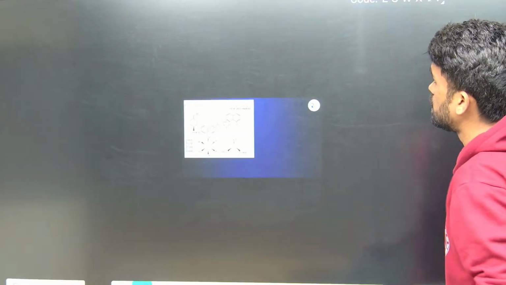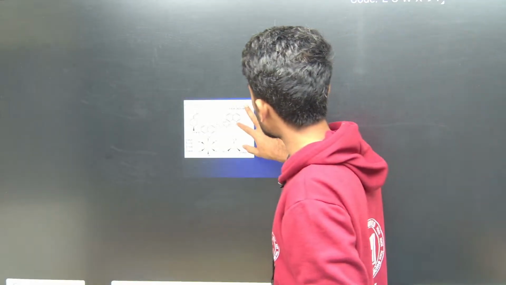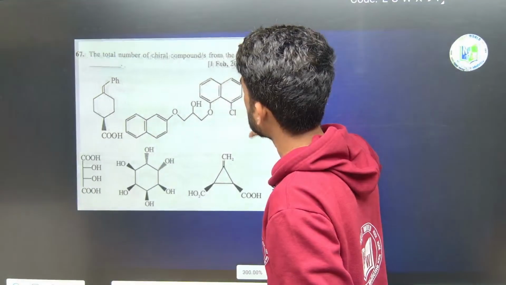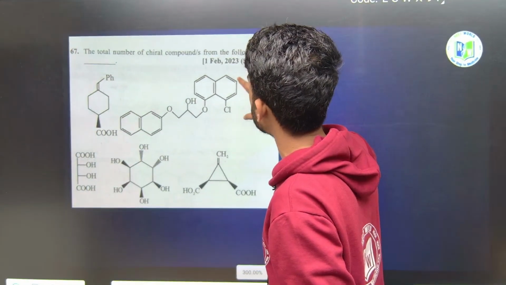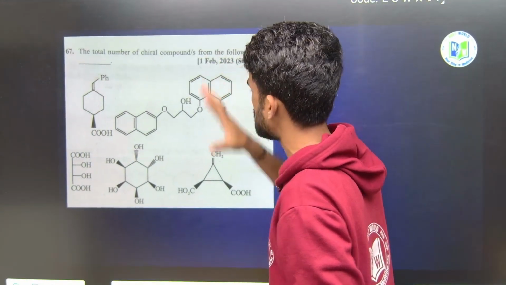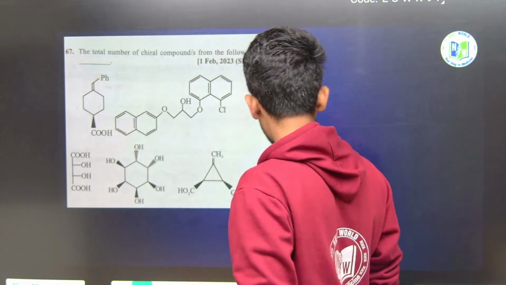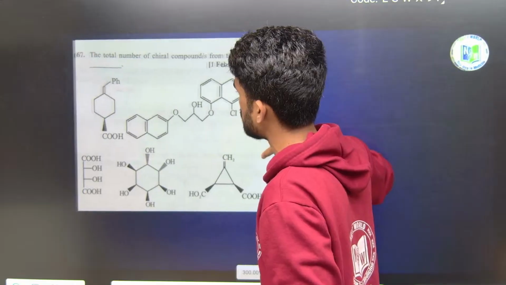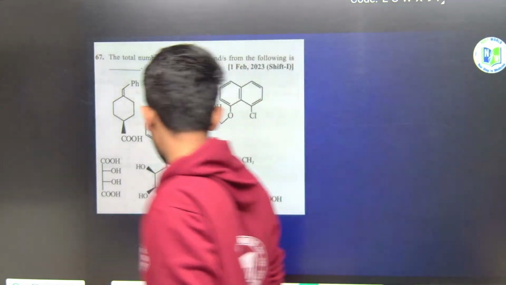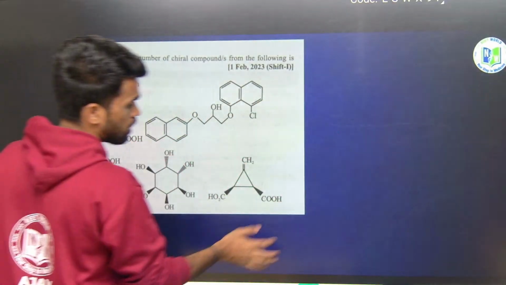Next, here we have one more question. Look at this, very important. The total number of chiral compounds from the following compounds is... So look at this, the first option has this kind of structure. Now just tell me, based on your understanding, whether it is optically active or inactive, whether it is a chiral compound or not.